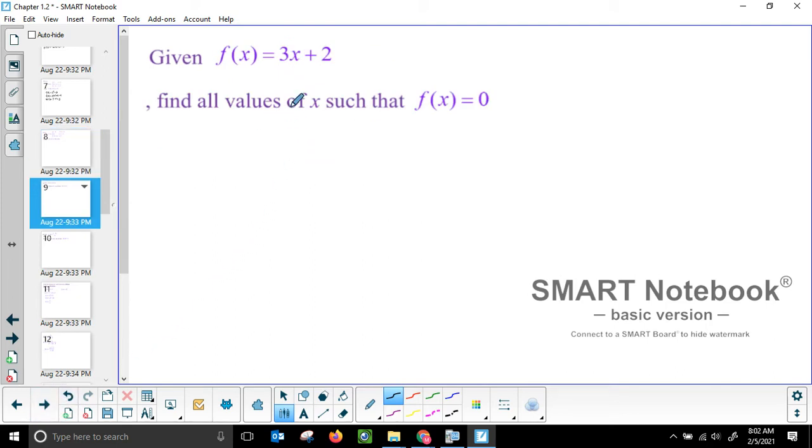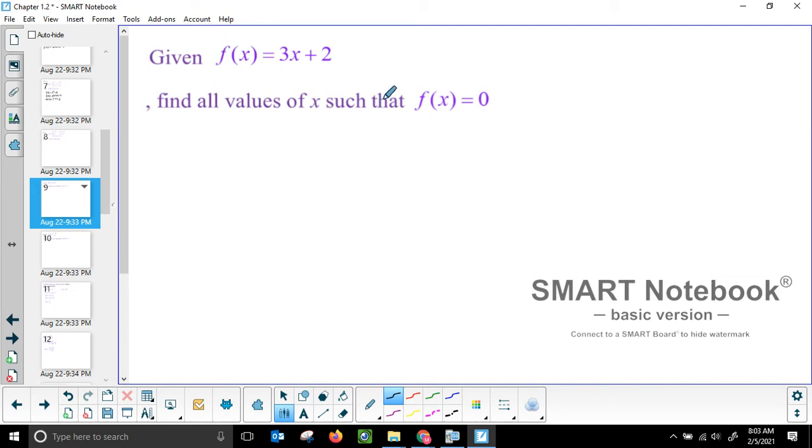All right, given f of x is equal to 3x plus 2, find all values of x such that f of x is equal to 0. All right, now, what I would do here is pause this video and do it. Just try this without any instruction. It's pretty straightforward from Algebra 1 and Algebra 2, but a lot of students make a very common mistake here. So go ahead and hit pause and try it yourself and see if you make this very common mistake. It's not a problem if you do, we just want to catch it early and correct it.